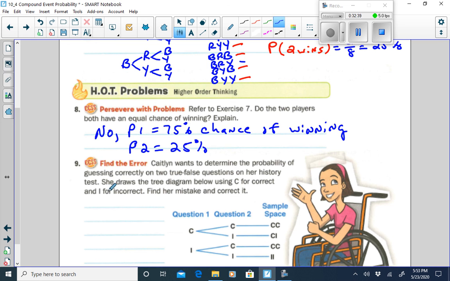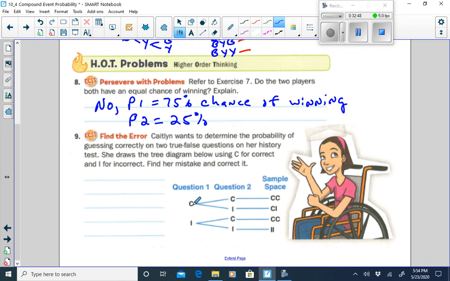on her history test. She draws the tree diagram below using C for correct and I for incorrect. Find her mistake. All right, well, on question 1, she can get correct or incorrect. Question 2, if she gets question 1 correct, she could get question 2 correct or incorrect. If she gets question 1 incorrect, question 2 she could get correct or incorrect. Let's create the sample space. C with C, C with I, I with C.